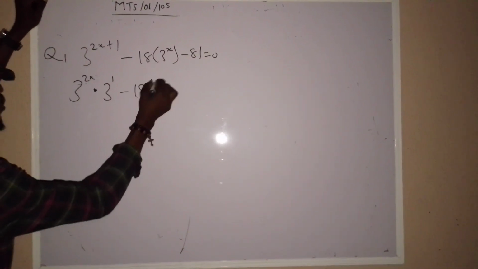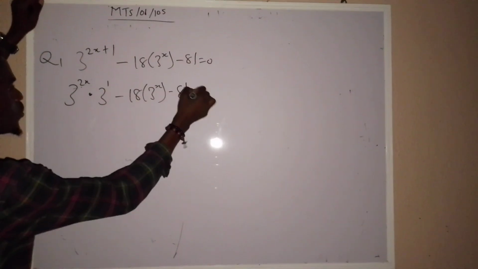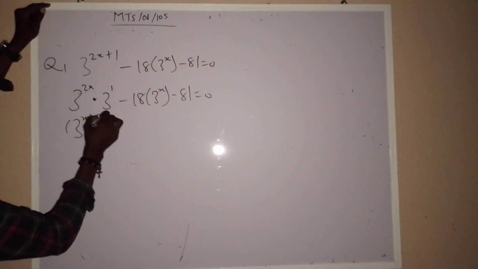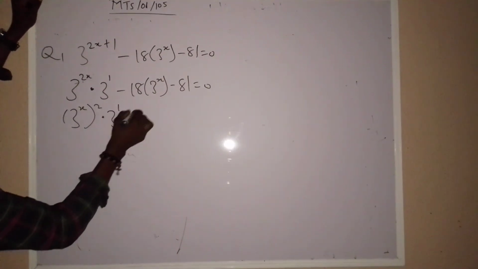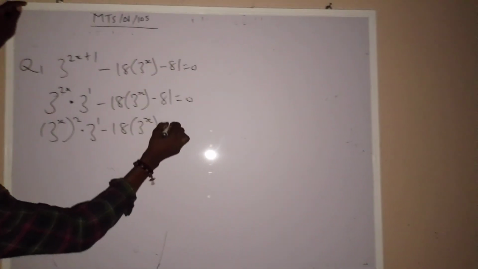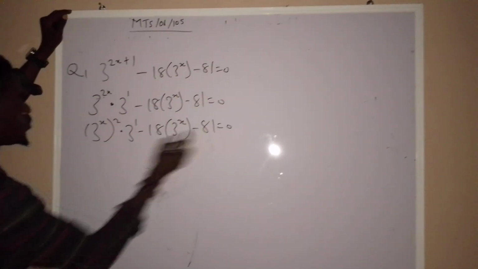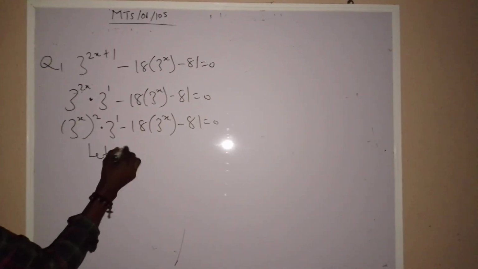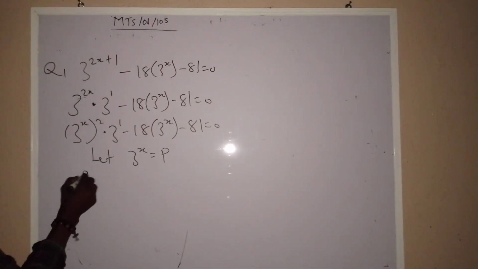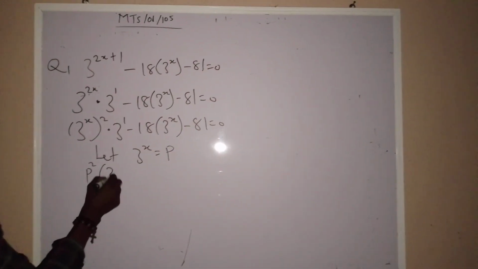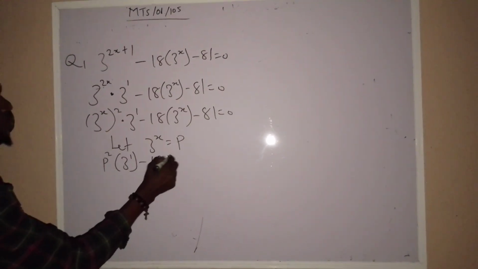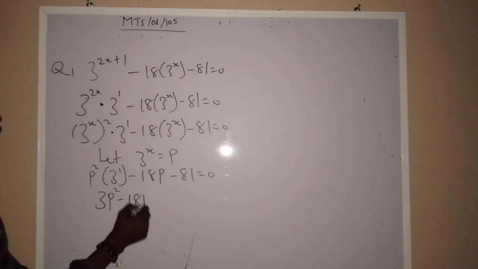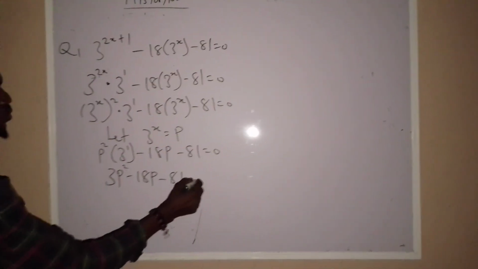So minus 18 into 3 raised to the power x minus 81 equals 0. We can write this in form of 3 raised to the power x, squared, times 3 raised to the power 1, minus 18 into 3 to the power x, minus 81 equals 0. Do you agree with me? It's very simple. Let 3 raised to the power x equal p. That will be p squared times 3 minus 18p minus 81 equals 0. So this is the same as 3p squared minus 18p minus 81 equals 0.